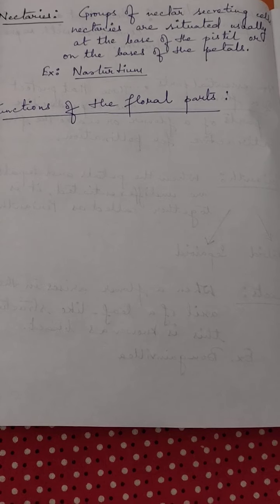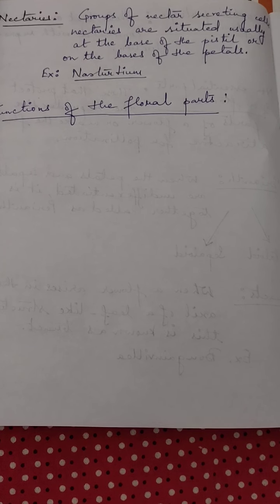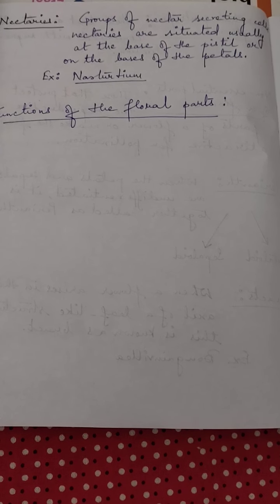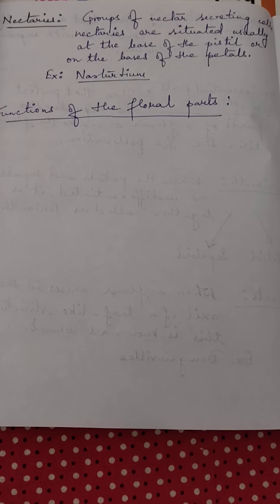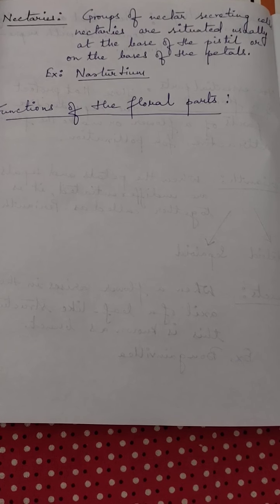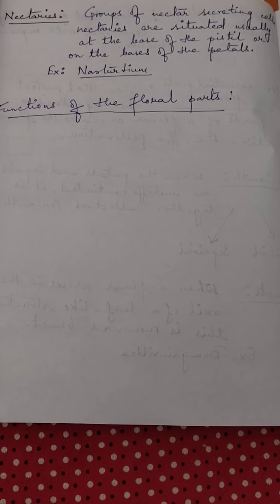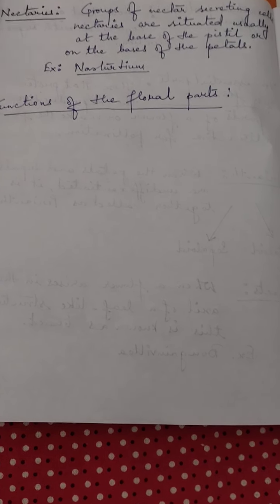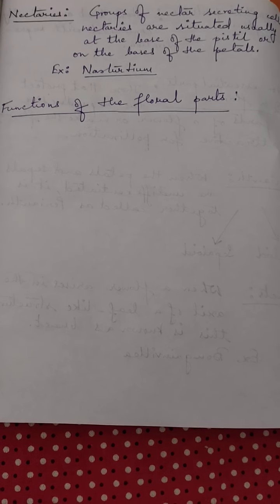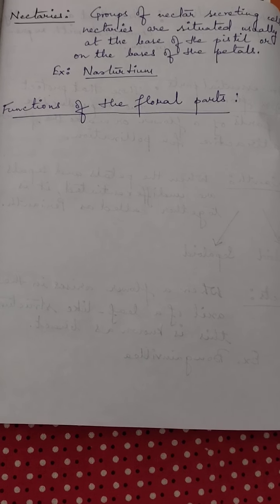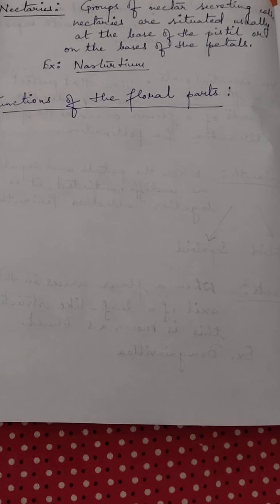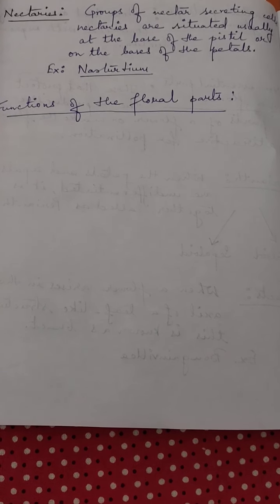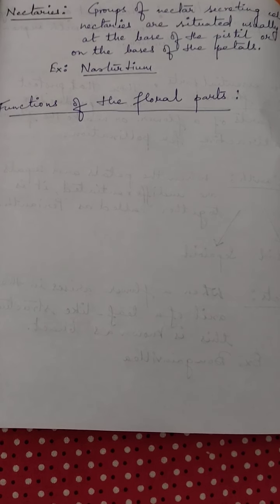Another term, nectaries. Nectaries means groups of nectar secreting cells. And nectaries are situated at the base of the pistil or on the bases of the petals. This location is very important because you might get a question on proper location and proper function. So for the exact location, you need to learn that they are situated at the base of the pistil or gynoecium. An example is nasturtium. There are many other flowers where we can find nectaries, because it is from the nectaries that insects and honeybees collect the nectar. Clear?